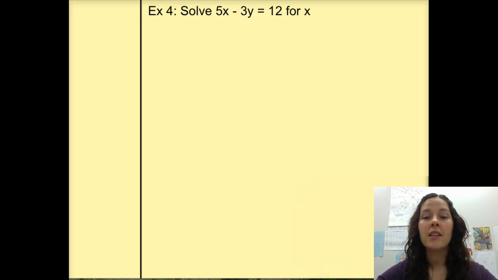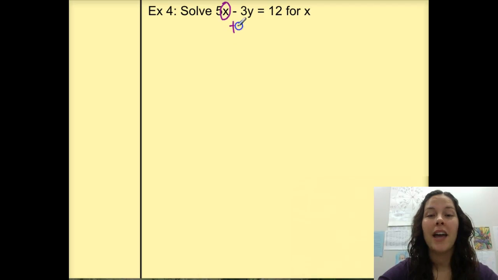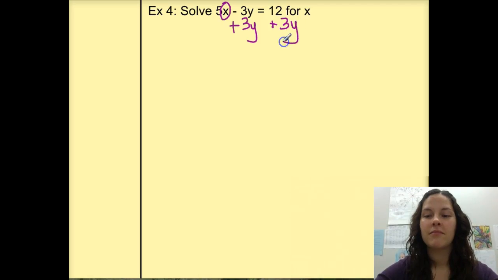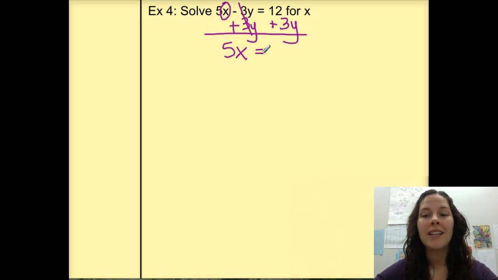One more we're going to take a look at. This time we're going to be solving our line for x. So this could be helpful if you know the y value of the line and you want to solve for x. I'm going to start by adding 3y to both sides to cancel my subtraction. Again, be very careful that you do not combine terms if they do not have the same variable. On the left-hand side, my y's cancel, leaving me with 5x. On the right-hand side, my 12 does not have a y, so I cannot combine it with my 3y. So I get 12 plus 3y.